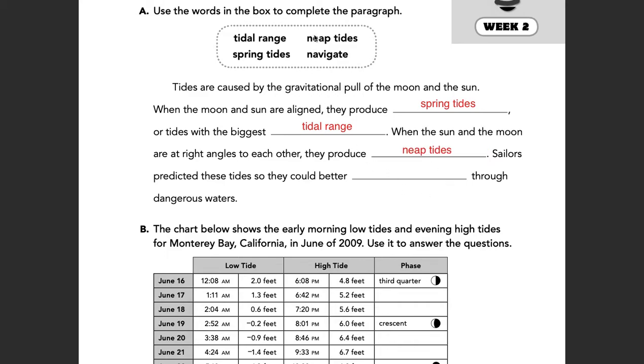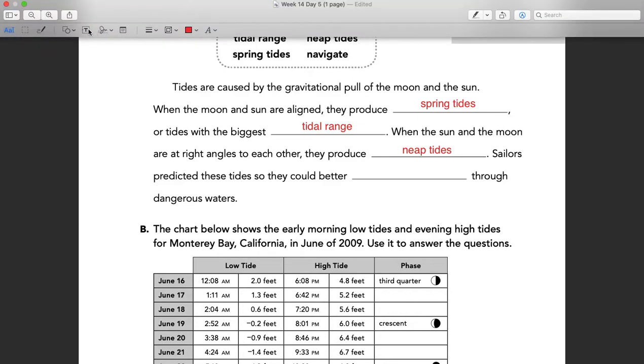And then through process of elimination, last one, let's make sure we read this sentence though. Sailors predicted these tides so they could better blank through dangerous waters. Process of elimination, last one left, navigate.